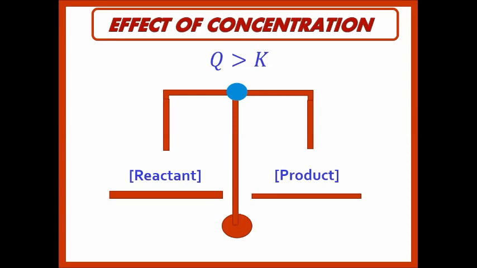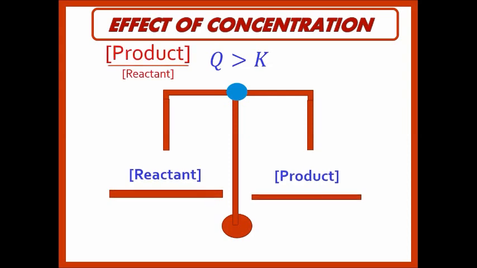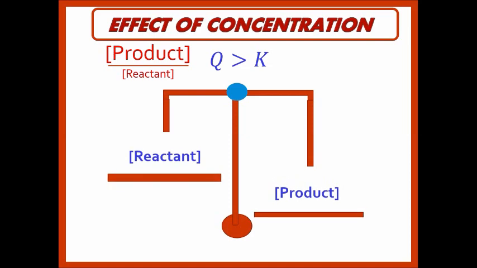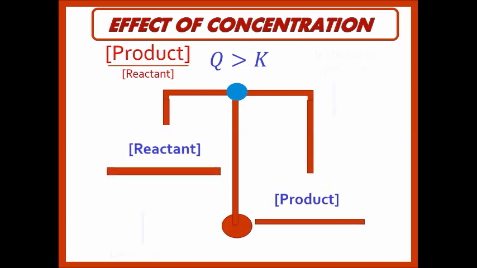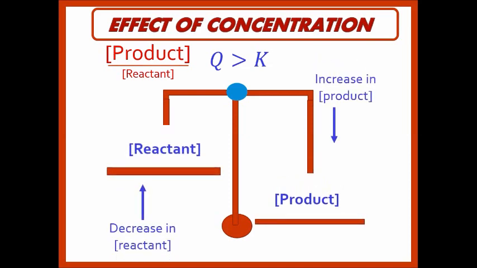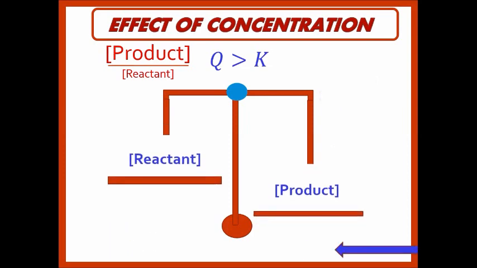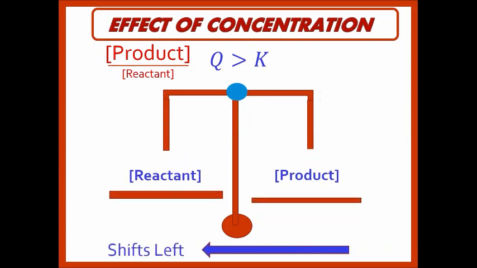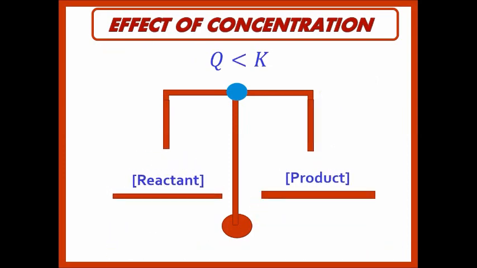For example, in a situation where Q is greater than K, the disturbance could have been caused by either an increase in product concentration or a decrease in reactant concentration. Either of these concentration changes would cause the concentration of the product to be larger than the reactant, meaning that Q is greater than K. In order for the system to regain equilibrium and minimize this disturbance, the reaction must shift left in order to reestablish equilibrium of the system.